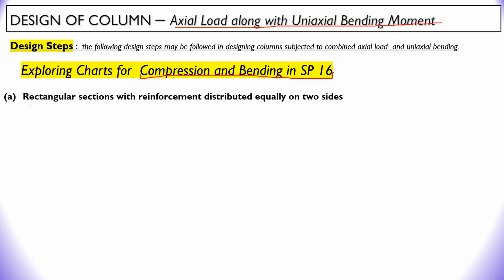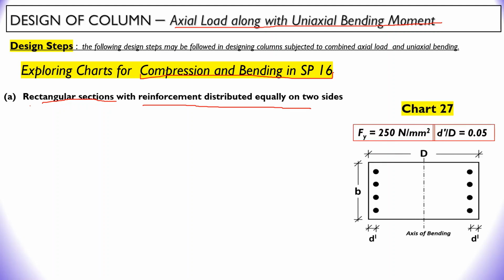So first of all, as we have discussed, there are rectangular sections which we are going to design, and if the section is rectangular and reinforcement is distributed equally on two sides, let us understand it more effectively. When you refer to any chart, this will be the chart number, and now you can see this is a sectional diagram. It is a rectangular type of section having depth d and width b. Here reinforcement is equally distributed along the two sides.